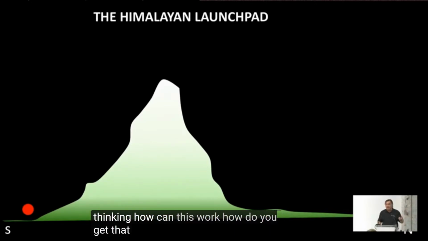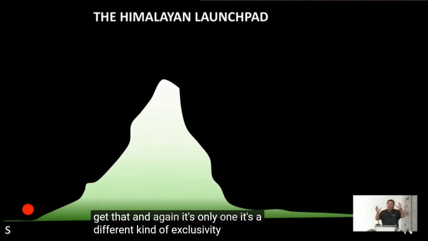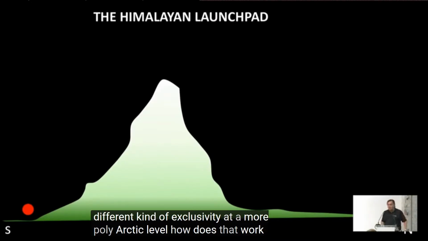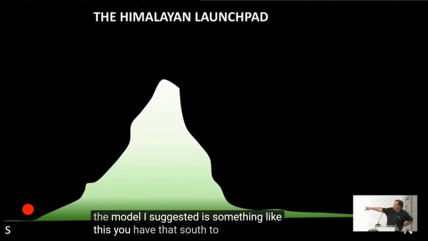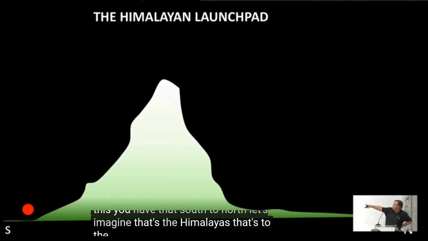How do you get that? And again, it's only one. It's a different kind of exclusivity at a more Palearctic level. How does that work? So the model I suggested is something like this. You have that south to north. Let's imagine that's the Himalayas. That's to the north. That's to the south.